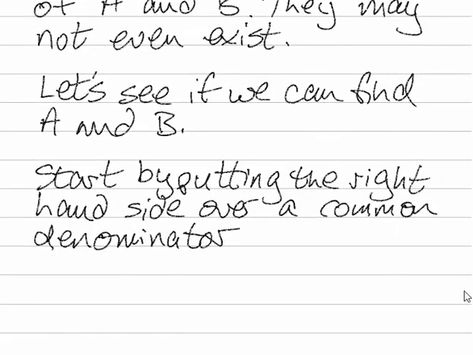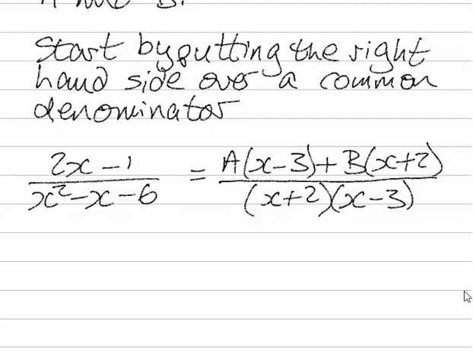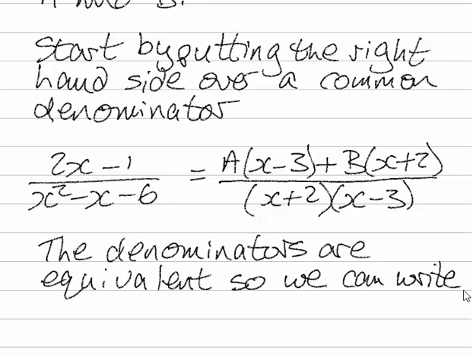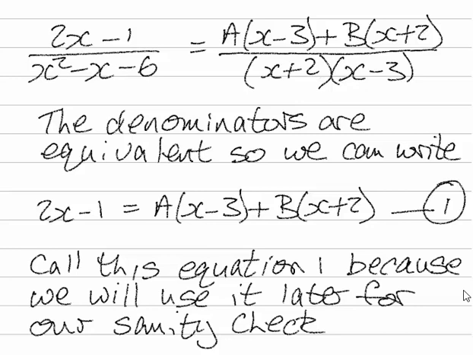We'll start by putting the right hand side over a common denominator. The denominator on the left and the denominator on the right are equivalent, so we can cancel them, giving us 2x minus 1 is equal to a brackets x minus 3 plus b brackets x plus 2. I'm going to call this equation 1 because I can use this later in our sanity check.